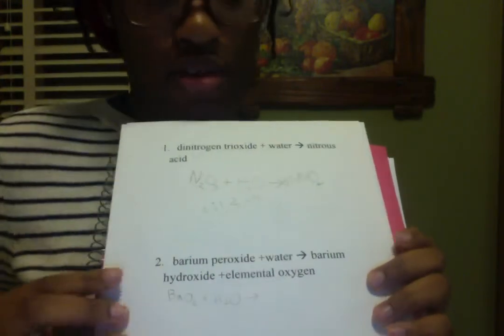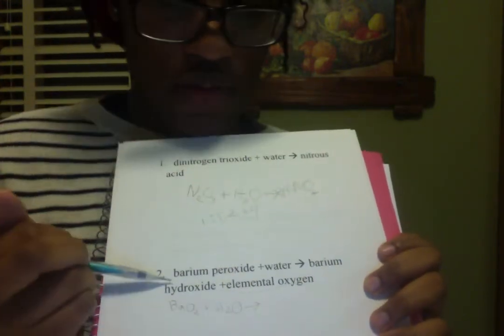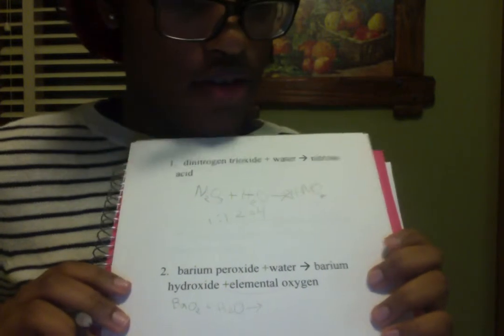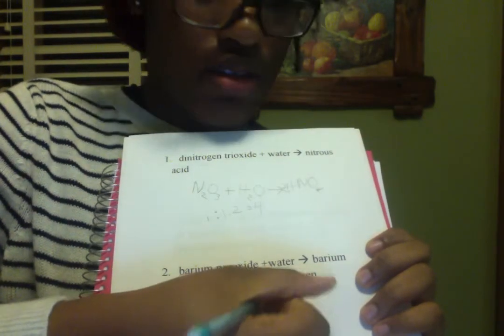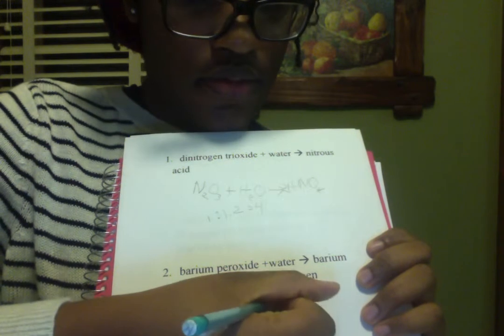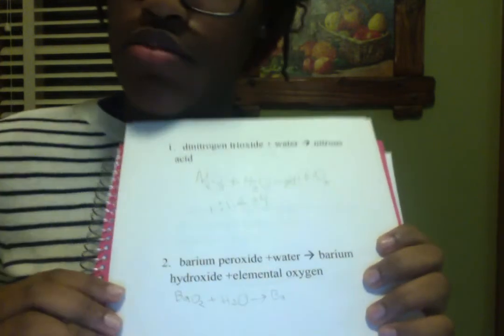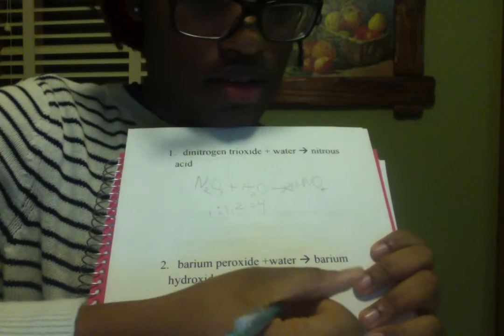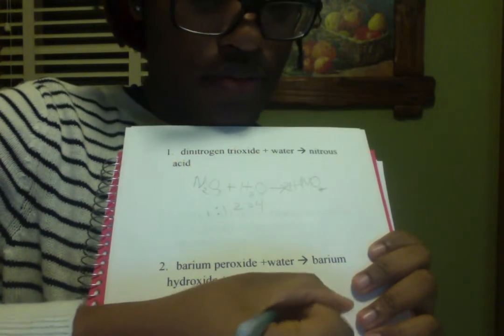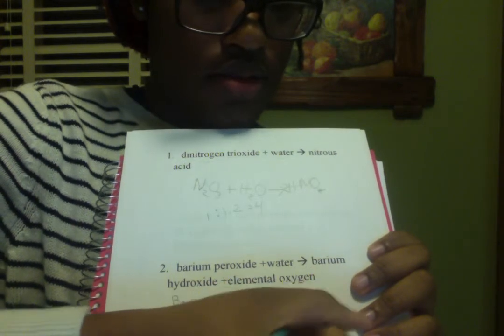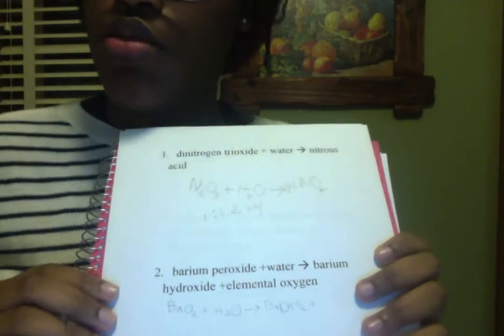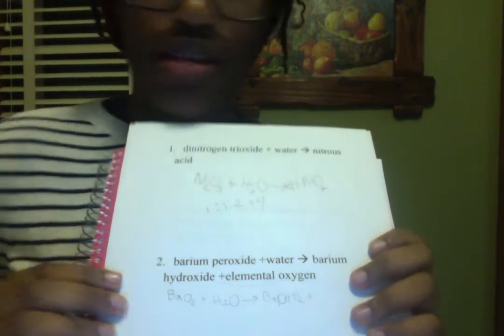It's basically like in previous chapters: you're just taking from the written form and taking into account all the charges of each atom. Then the products: barium hydroxide, which is Ba, and since barium has a charge of 2, you're going to need 2 hydroxides, and then plus elemental oxygen, which is the same thing as oxygen gas, O2.